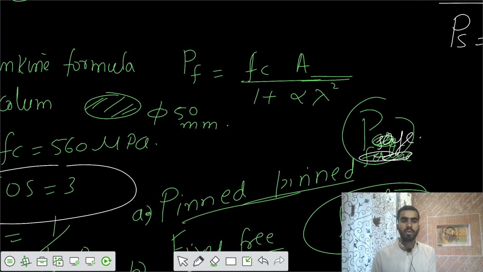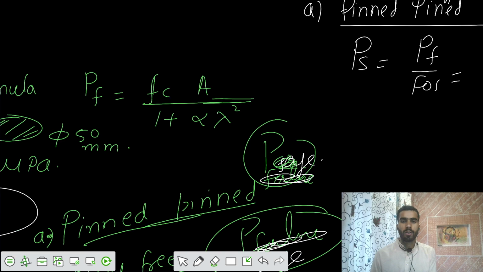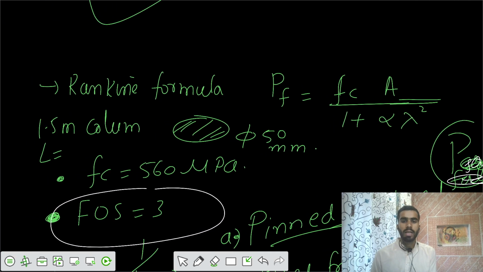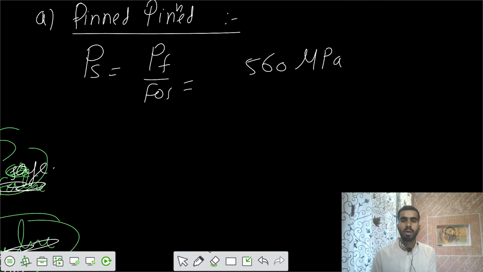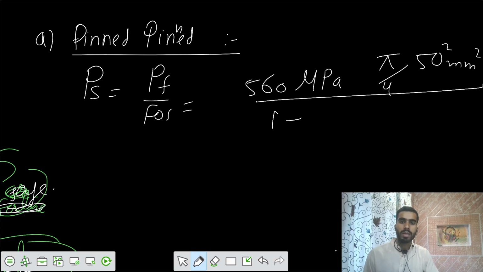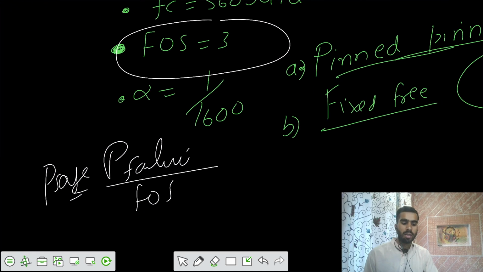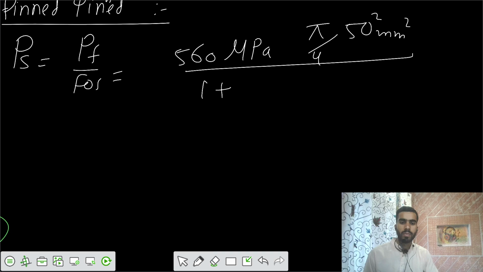What is the value of Fc? We have 560 megapascal. And area of cross section would be pi d square by 4, pi 50 square by 4. Actually, the equation of Fc: pi by 4 of 50 square mm square divided by 1 plus alpha. Alpha value was equal to 1 by 1600, 1 by 1600 into lambda square.